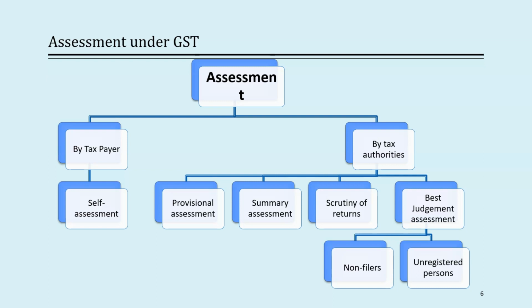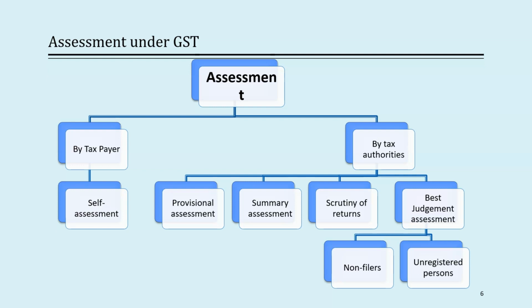And scrutiny of returns, if we see, whatever returns we have filed under the self-assessment method, that is section 39, the 3B which we have filed, will be taken for a scrutiny. And best judgment will happen only in two circumstances. One, I'm registered, but I'm not filing my returns regularly, or I have not filed returns for a continuous period of 6 months or 1 year. In that situation, best judgment assessment can be done by the officer.